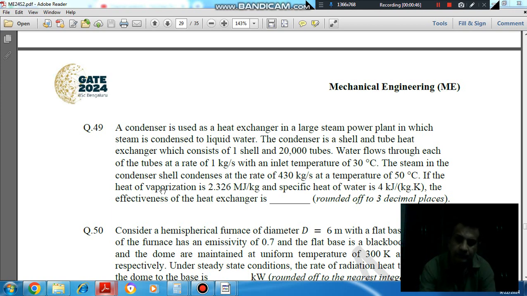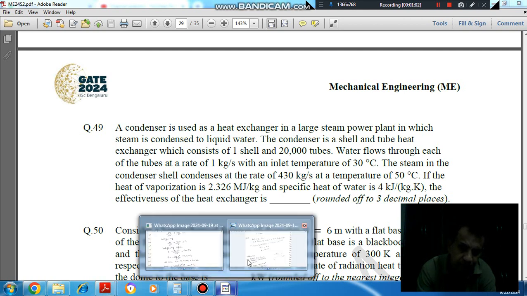If the heat of evaporation is 2.326 megajoule per kg, and the specific heat of water is 4 kilojoule per kilogram per degree Kelvin, the effectiveness of the heat exchanger is dash, rounded up to 3 decimal places.